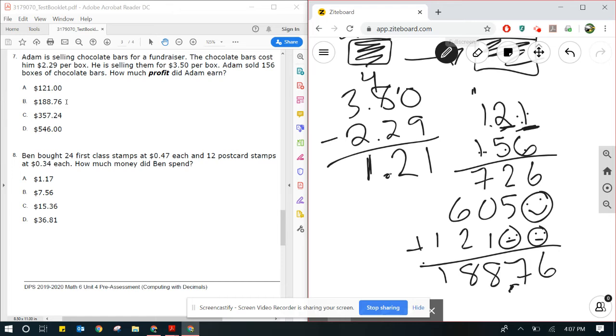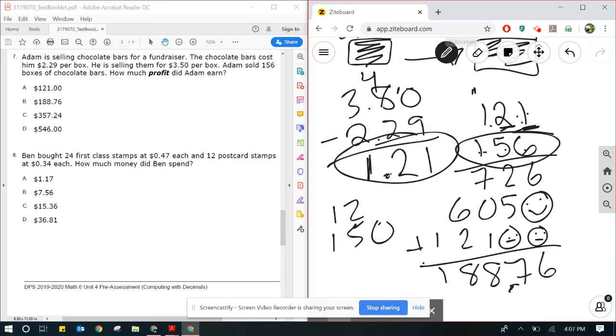What you could have done, you could have just said, well, we could have estimated and found basically the same answer. So I could have estimated this to be 12, and I could estimate this to be 150. Right? So 12 times 15 is much easier. And if I estimate that, I would get my answer.